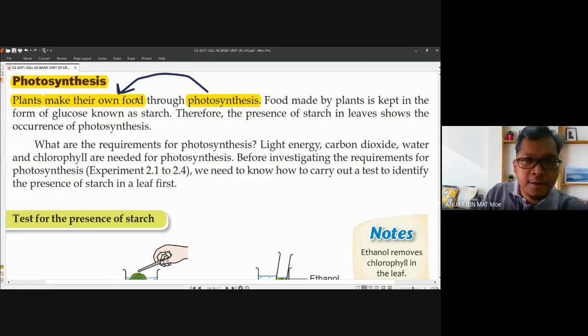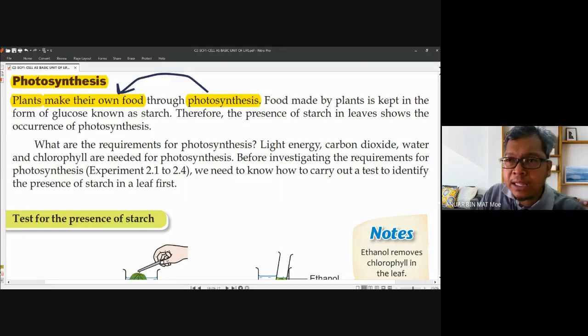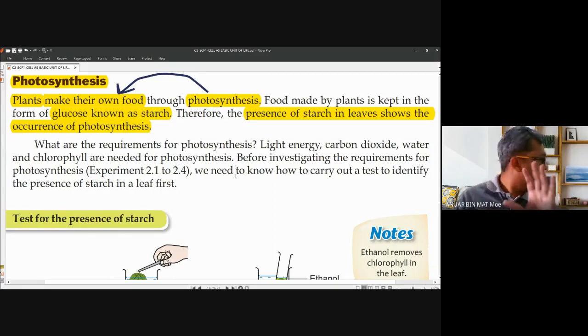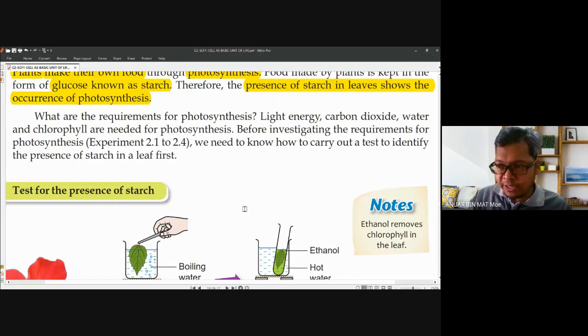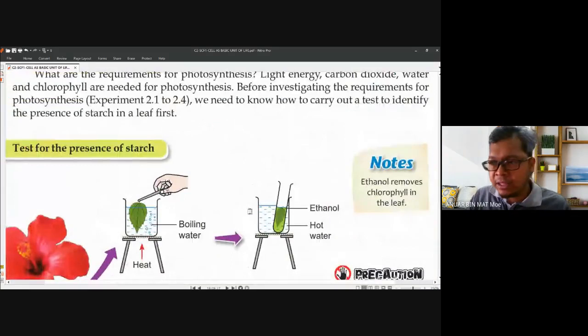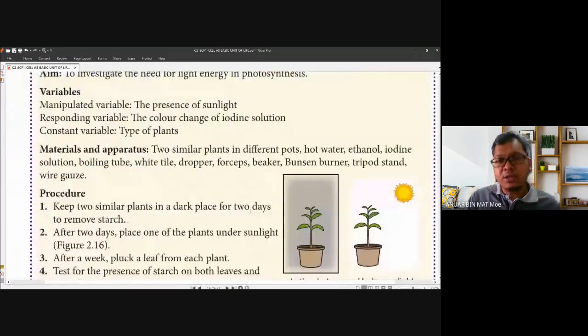Right? Okay, food made by plants is kept in the form of glucose known as starch. Therefore the presence of starch in the leaf shows the occurrence of photosynthesis. Never mind about this. We will do the practical side of this when you all come back to the school. I will skip this first. You need to do these practical activities yourself. Experiment 2.1, we will try to do it in the school.